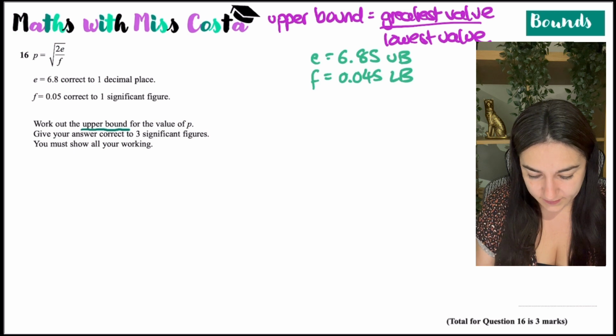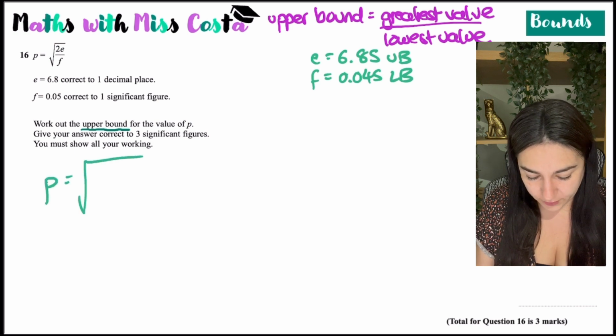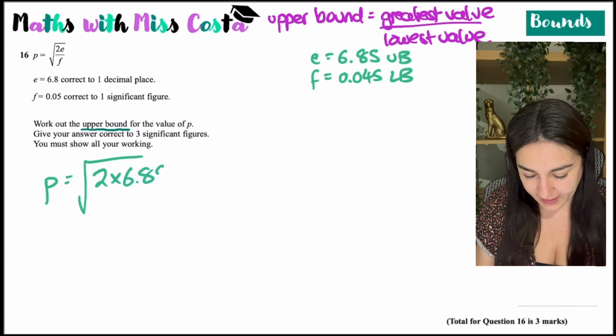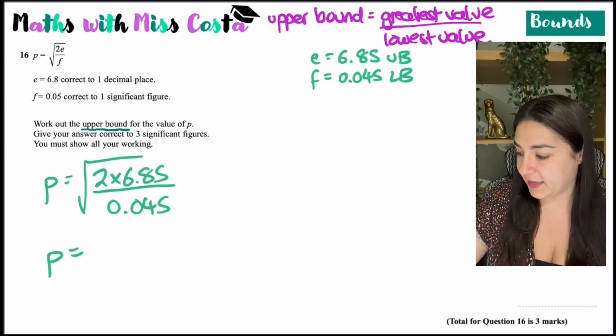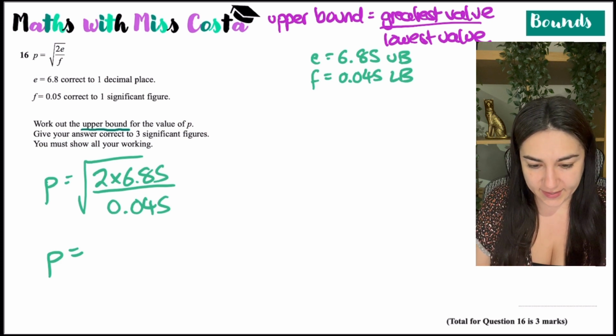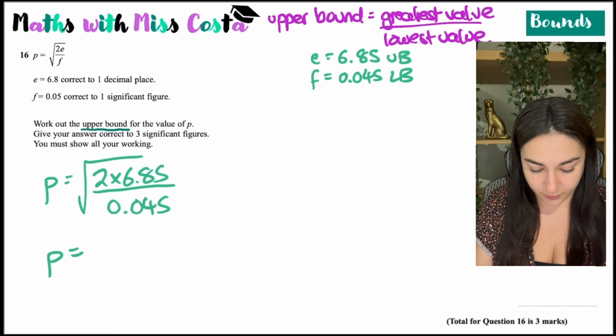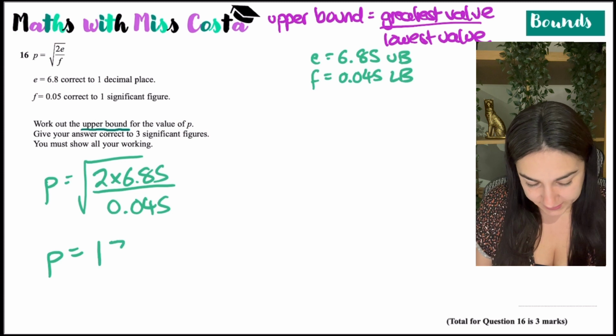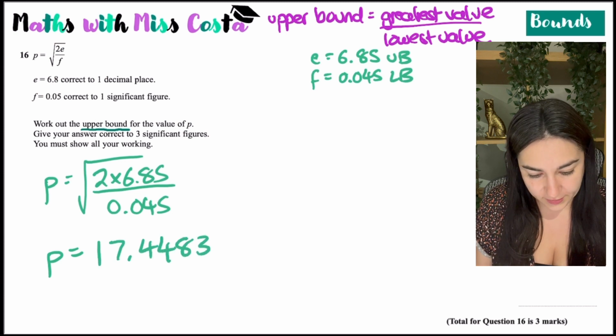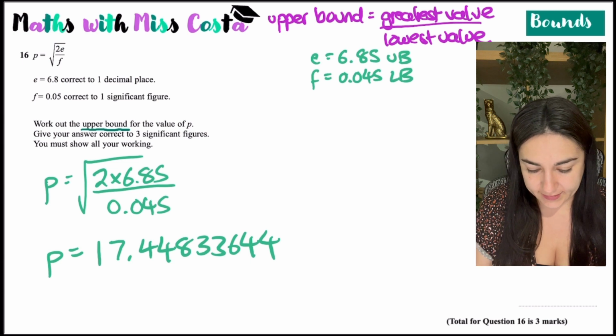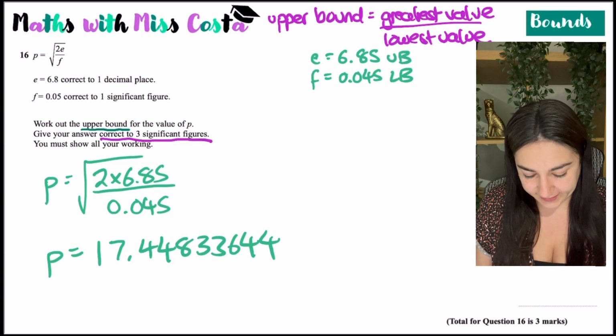So P is going to equal the square root of 2E, so 2 times 6.85 over 0.045. So I've got a calculator, so let's just enter that in. That would be 2 times 6.85 over 0.045, and my final answer is 17.44833644, and it says give your answer correct to 3 significant figures, so P would be 17.4.